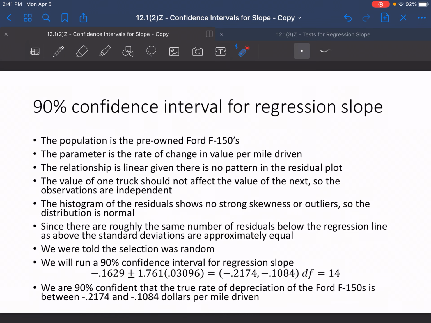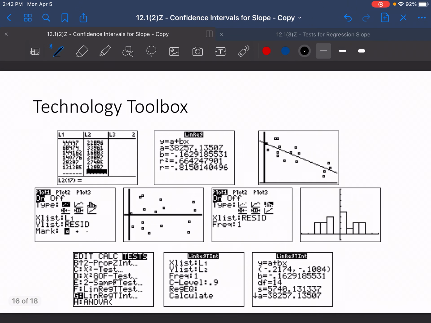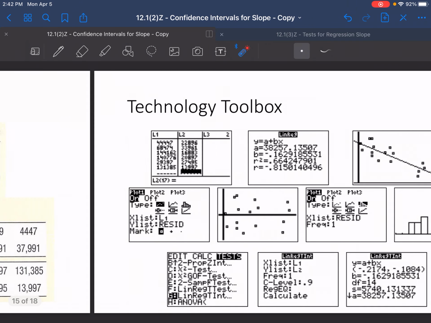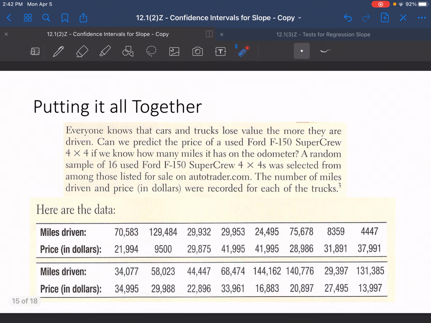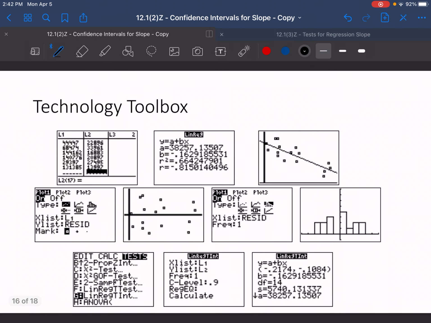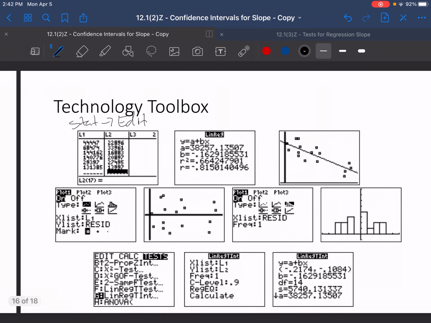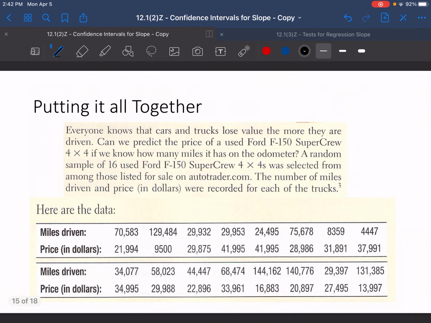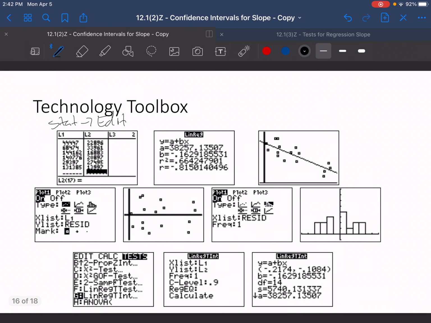First, we want to state our population and parameter. Well, we know that our population is the pre-owned Ford F-150s, and our parameter is the rate of change in value per mile driven. So again, that represents our state portion of the problem. Now, from there, what we would need to do is put in our miles driven into L1 under stat edit. So we would need to go to stat edit right here and start filling in numbers, basically. So L1 is going to represent our miles driven. L2 is going to represent our price in dollars, okay?